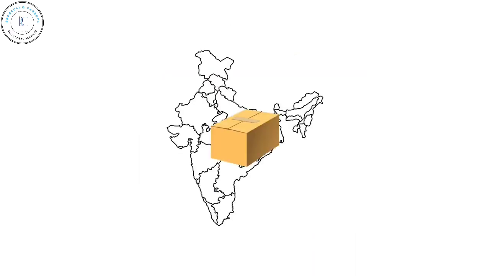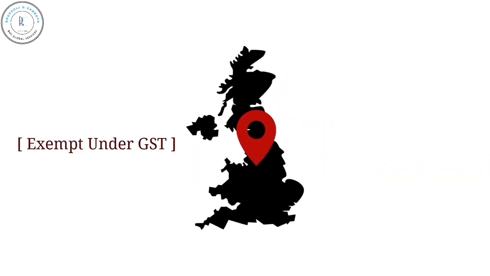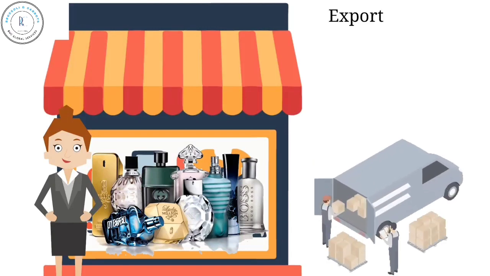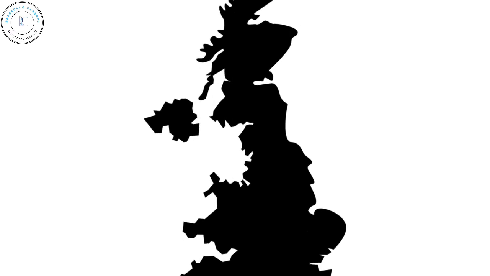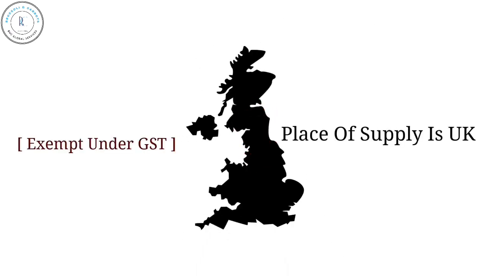When goods are exported from India, the place of supply will be a location outside India and exempt under GST. Example, Ms. Anita, Kolkata, exports Indian perfumes to the UK. Place of supply will be the UK, and it is exempt under GST.